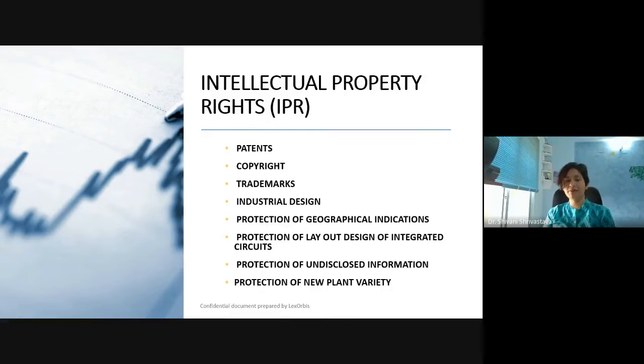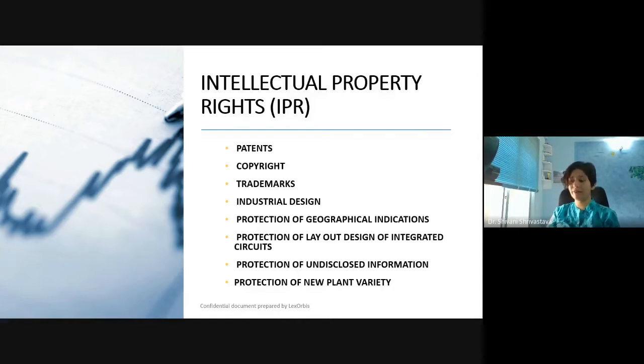And the other one is protection of geographical indications. These are the products which have certain kind of properties because of their geographical origin. So we can say Banganapalli mangoes or Kullu shawl or Darjeeling tea. All these products have one specialized kind of property because of their origin. Then another form is to protect the layout design of integrated circuits. Then there is protection of undisclosed information.